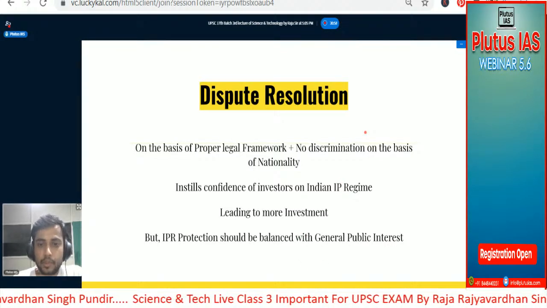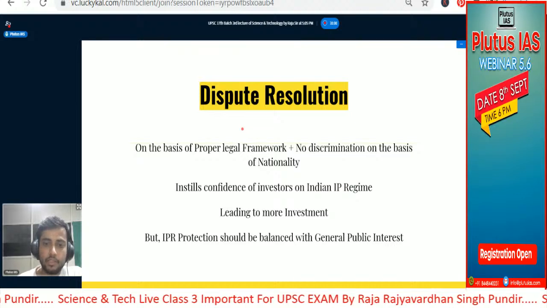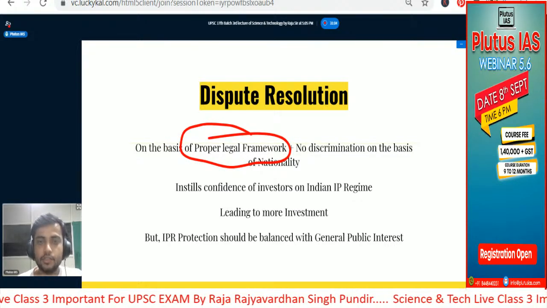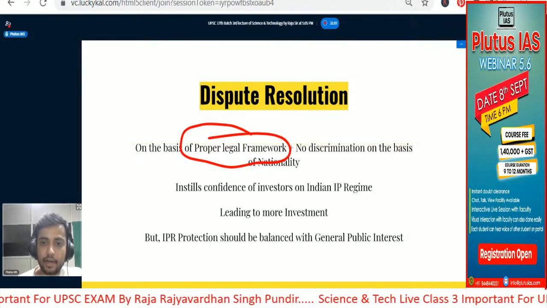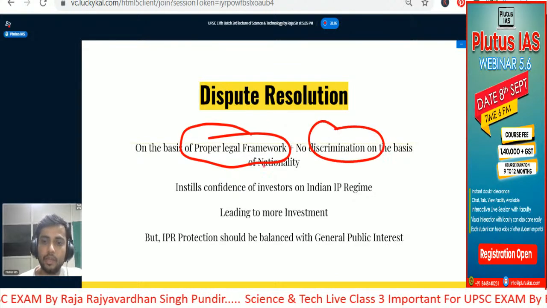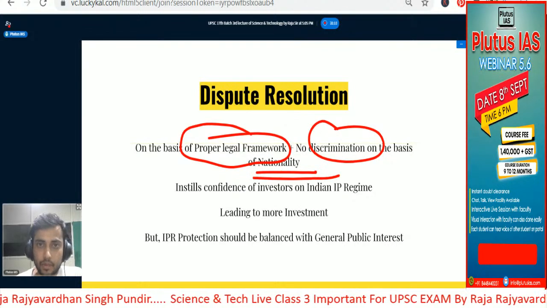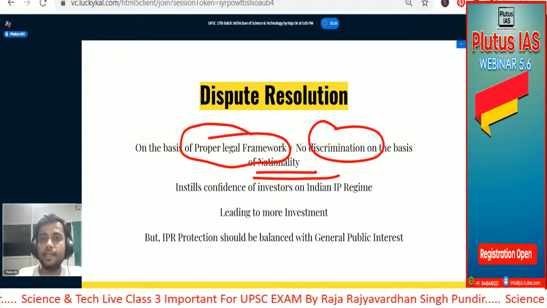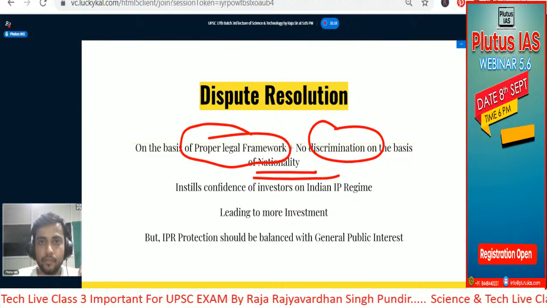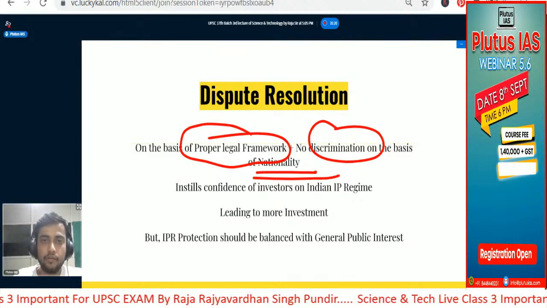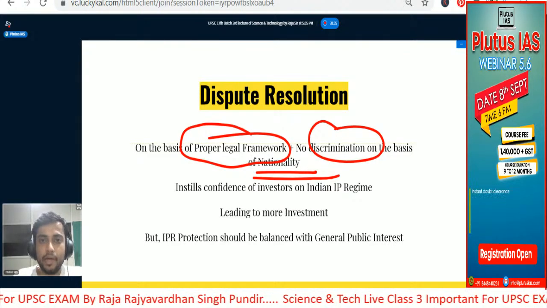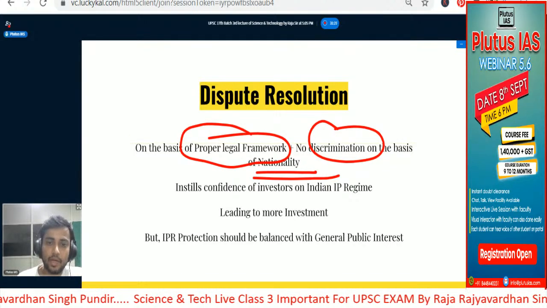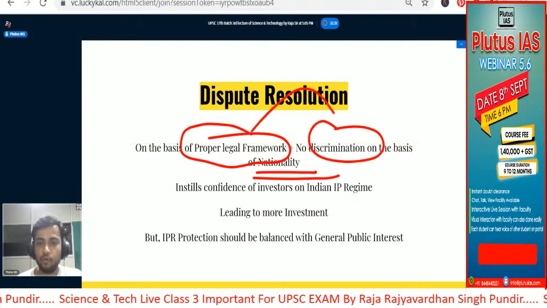So what was the purpose of dispute resolution? On the basis of a proper legal framework, the government of India is also assuring other countries that we will not discriminate on the basis of nationality. Okay, the Indian laws will not discriminate on the basis of the nationality of an innovator. If an innovator belongs to a different country, then the Indian government assures them that no discrimination will happen. And we have a proper legal framework for it.